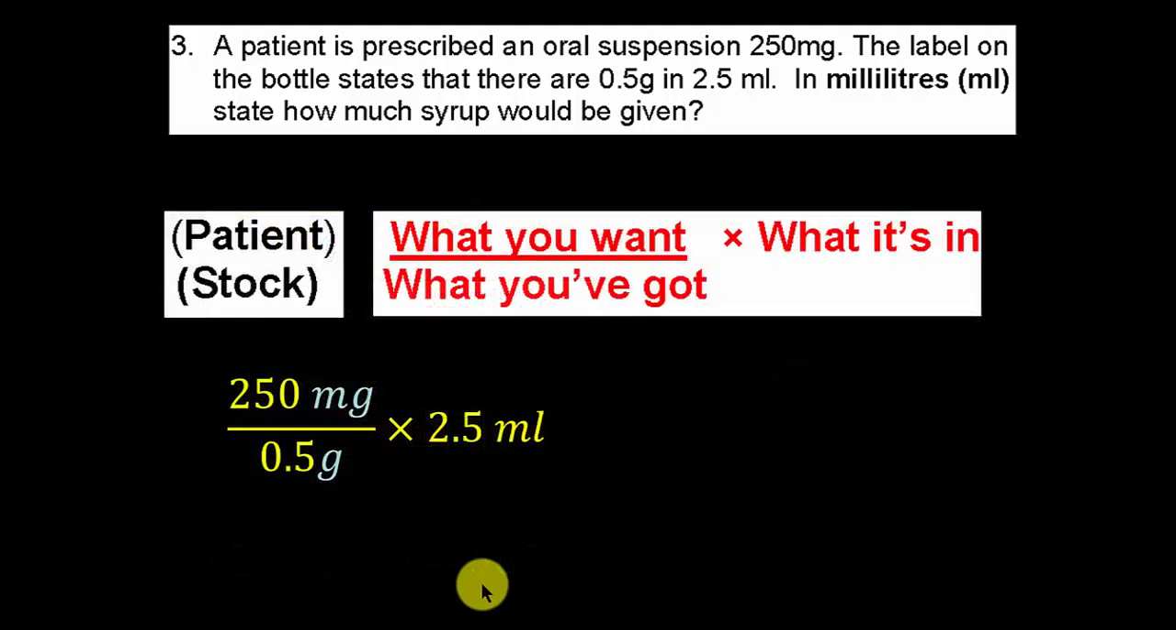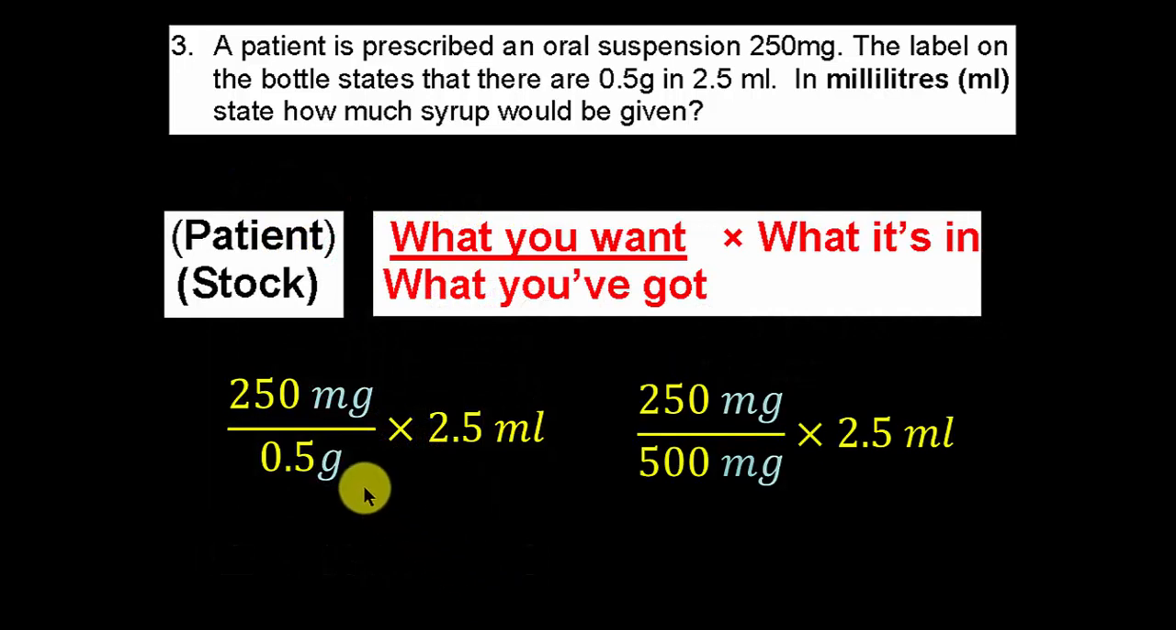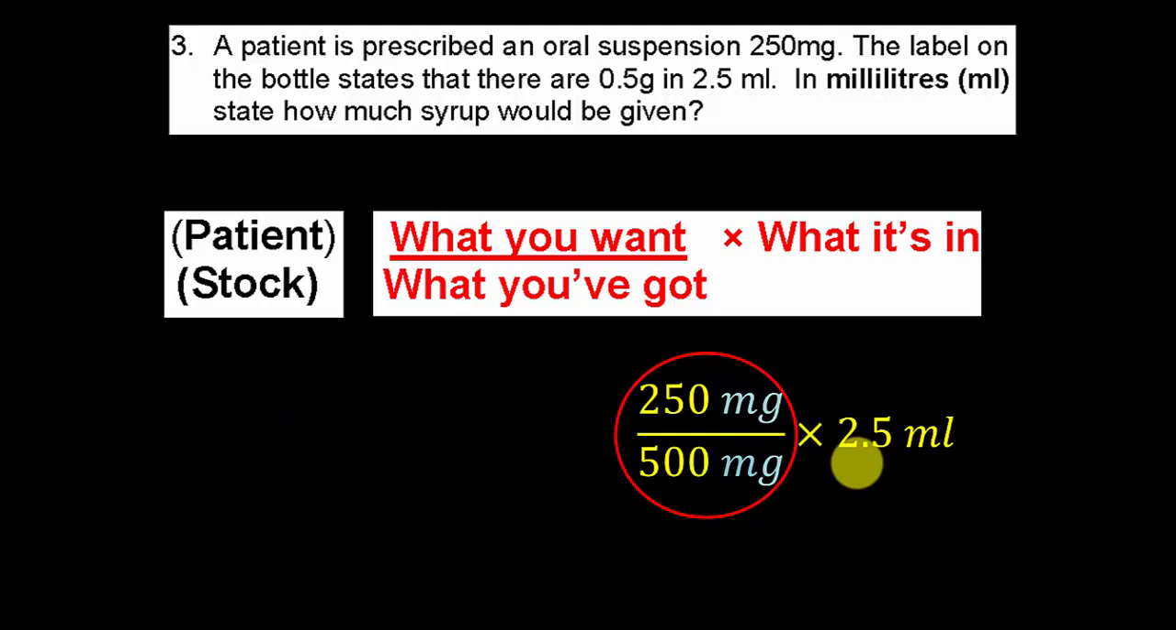So now I can rewrite that formula as 250 milligrams, that stayed the same, over 500 milligrams times 2.5 millilitres. And now we can see that as our units are the same, top and bottom, we're now ready to calculate our final answer. So 250 divided by 500 times 2.5. What I've done there is I've done top divide by bottom. That's how you always put a fraction into a calculator.